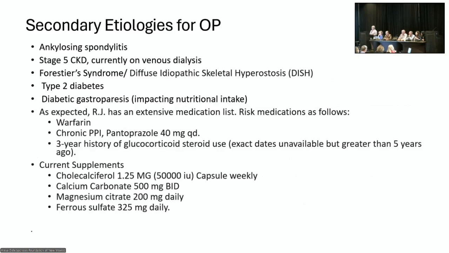So she has a number of etiologies for secondary osteoporosis. She's had AS for about 3 decades. Interestingly enough, she's not being treated for it. She's not on a DMARD, she's not on a JAK inhibitor. It's really just not being treated, but she's had extensive spinal surgery for it. She's stage 5 CKD on venous dialysis. She has Forestier's syndrome, which I had no idea what that was, been looking up. It's DISH. She's type 2 diabetes, which is currently well controlled, and she has some nutritional issues, even though she has a normal BMI because of her gastroparesis. So she was referred to me by the orthopedic surgeons.